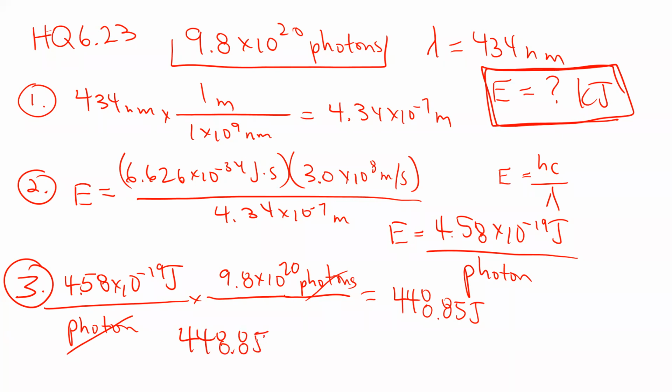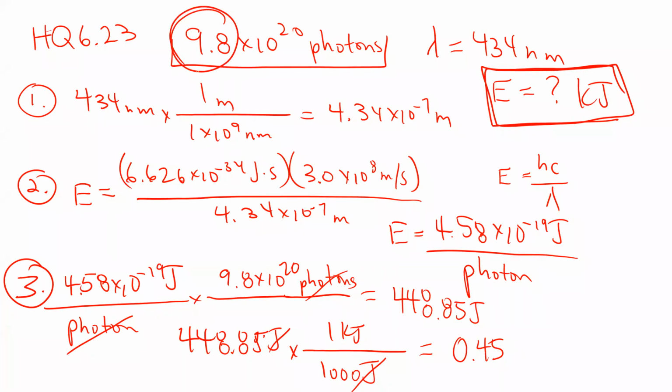448.85 joules. We know in every 1 kilojoule, we have 1,000 joules. So we divide by 1,000 to get approximately 0.45, right, to 2 significant figures. I would go to 2 significant figures based on the 9.8, so 0.45 kilojoules of energy for question 23.